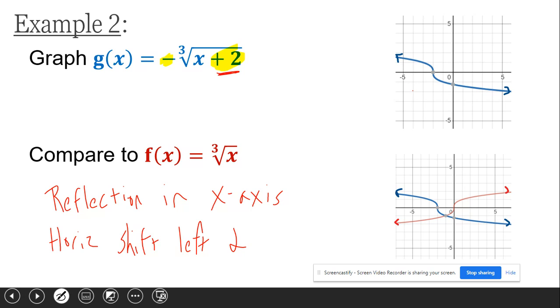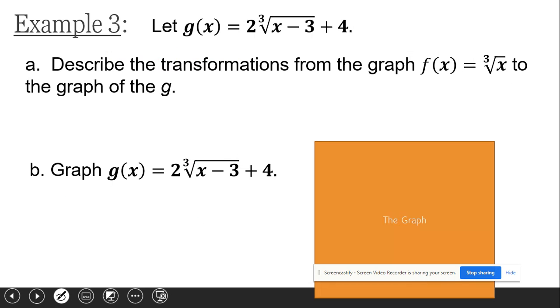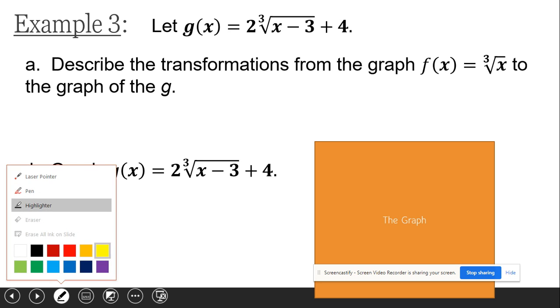So you can see the key thing here is knowing what each element of the cube root is doing in terms of the parent function. A lot going on in this one. So we've got a bunch of things happening here. And again, you want to go step by step.